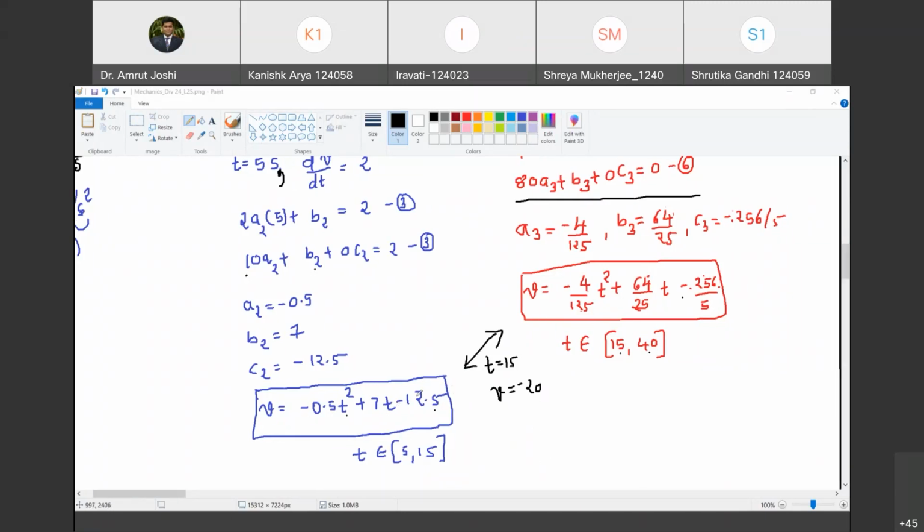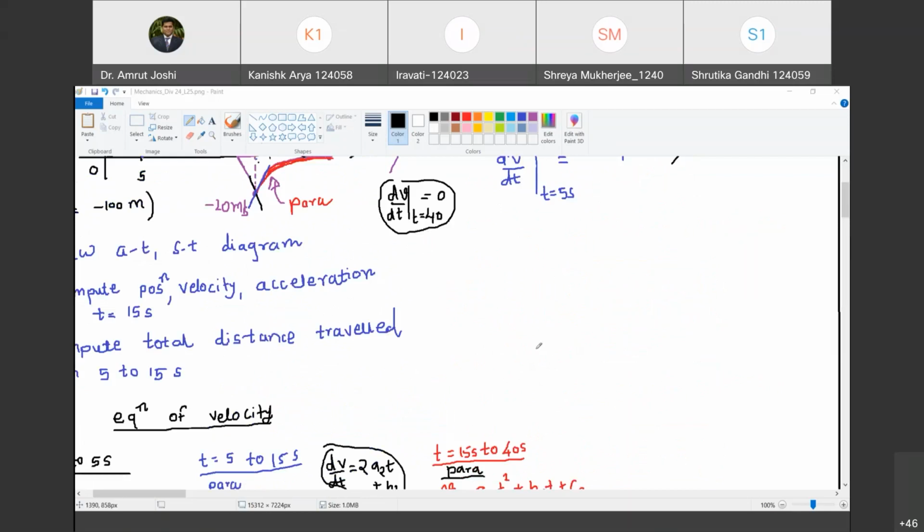So we have cross-verified that in both these parabolic equations, if I substitute t equal to 15 seconds, which is the boundary of these two parabolas, at that 15 seconds, we get the same value of velocity. However, the acceleration value will not be the same. We will look at that in a while. Are you with me? Yes, sir.